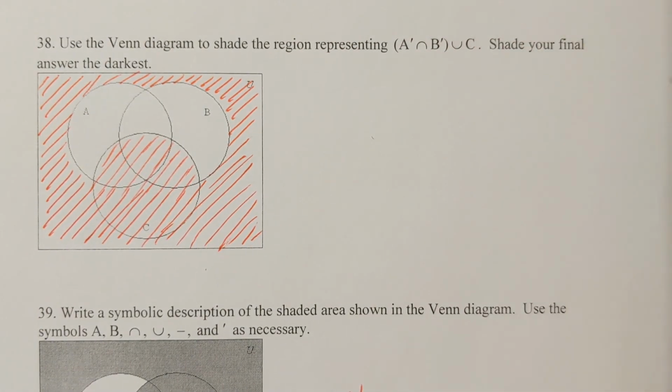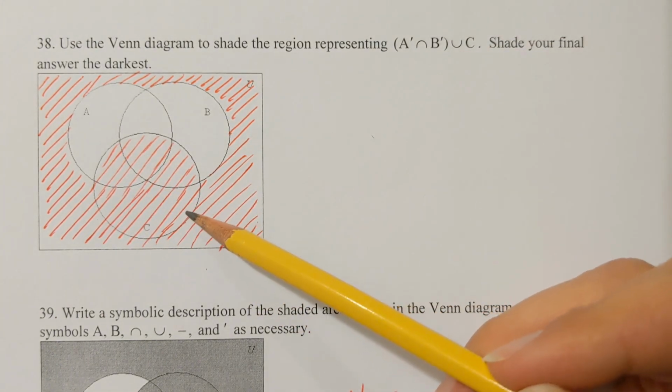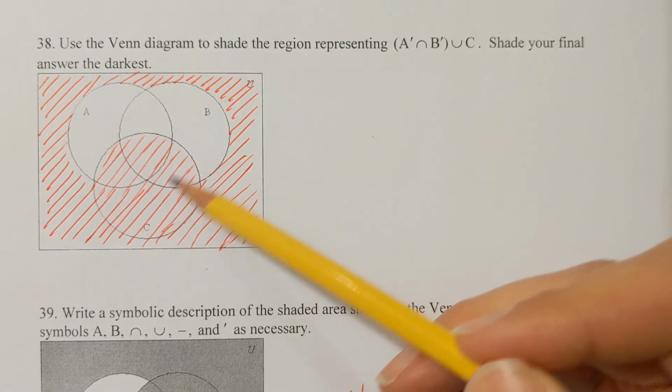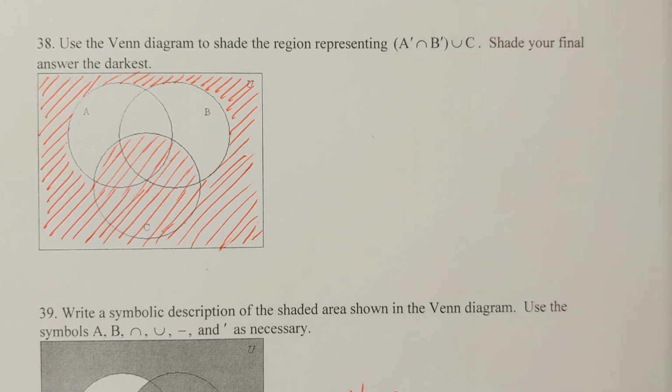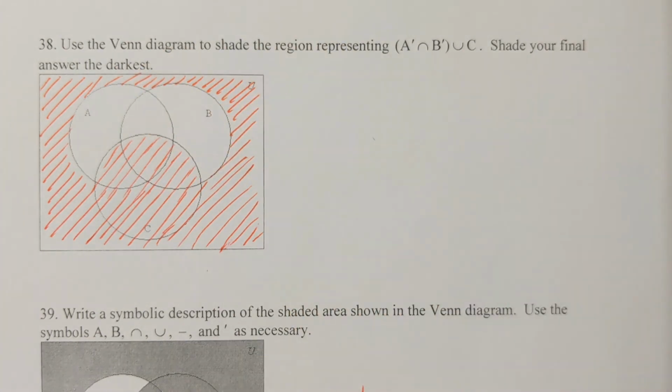Okay, union C. Well, I've got some of C already shaded there. I just need to shade in the rest of C. So I shade in the rest of C, and I'm done. What I see here then, anywhere that I would have shaded would be my answer.